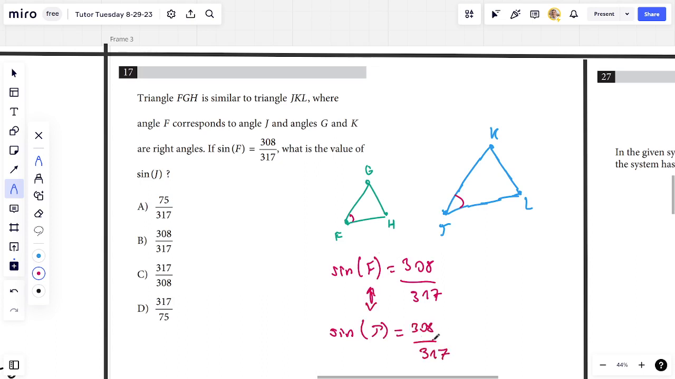That's the cool thing with similar triangles, is that the ratios of the side lengths stay the same, and that's essentially what our trigonometric functions are. So that's going to be answer choice B.